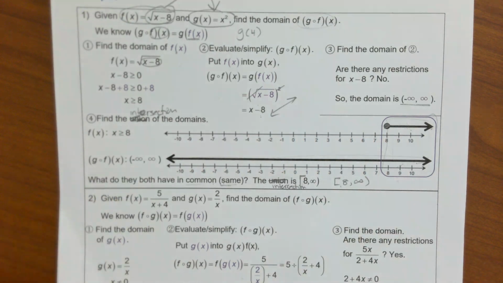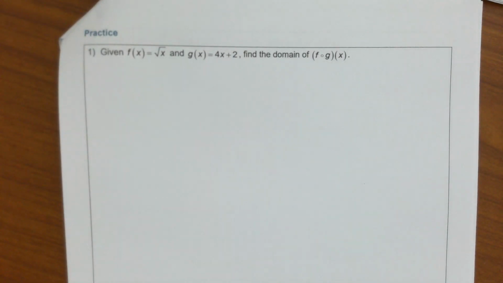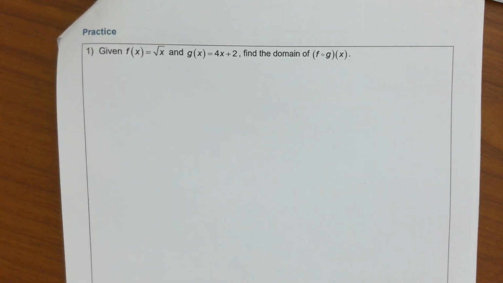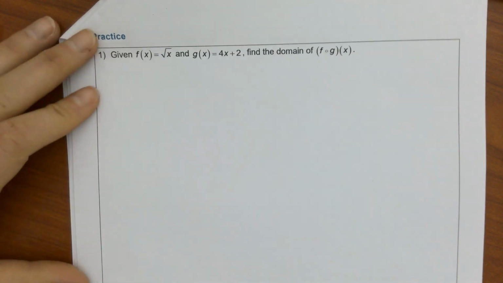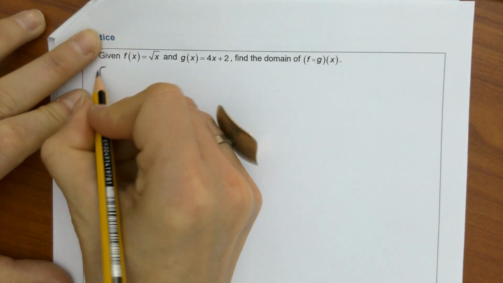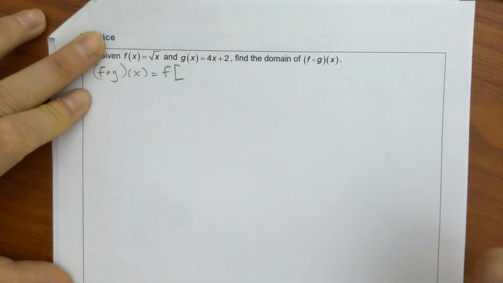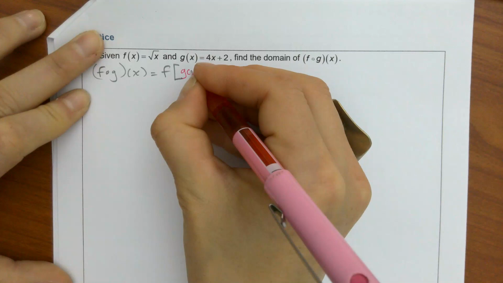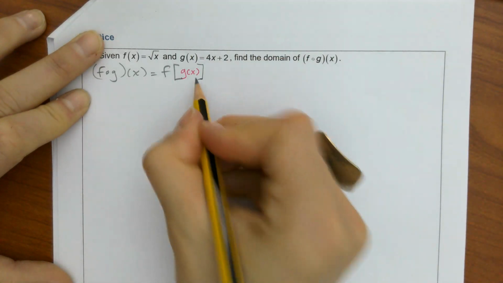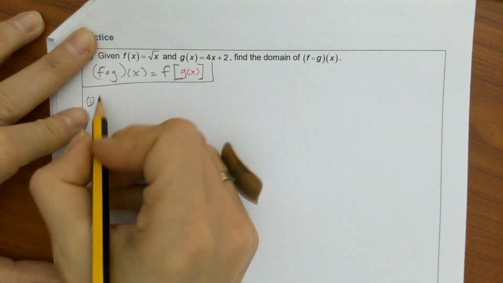Okay, so let's do a few examples together. All right, so the first one, let me just fix the focus. A little out of focus. There. Okay, so step 1, well, not really step 1. First we have to just write this nicer. So f of g of x is really equal to f, and then I'm going to put g of x inside the function.